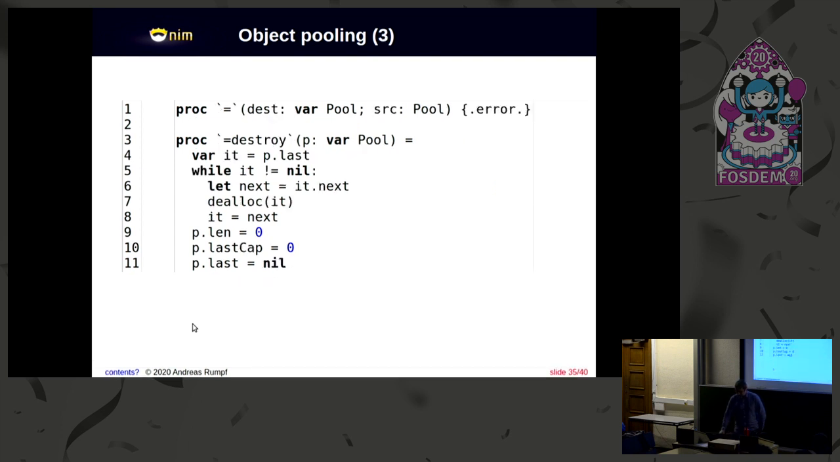And now here we can say, look, if you want to copy a pool, it's not supported because I couldn't be bothered to implement it. So if you try to copy the pool around accidentally, the compiler will complain and tell you, no, you can't. And if the pool goes out of scope, the destructor is called. This is in line 3. And of course, what do you do in a destructor? Well, you free the blocks of memory that have been allocated, and they have been chained in a linked list via this next pointer.